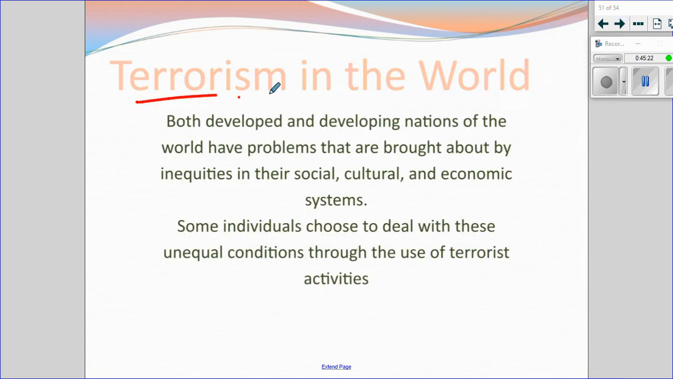Terrorism has become a major problem in the 21st century, and it's been a problem for a long time, but it's especially prominent after 9/11. Both developed and developing nations of the world have problems that are brought about by inequities in their social systems, in their culture, in their economy. And some people choose to deal with these inequities with the use of terrorist activities.